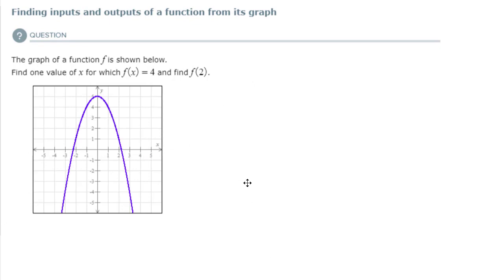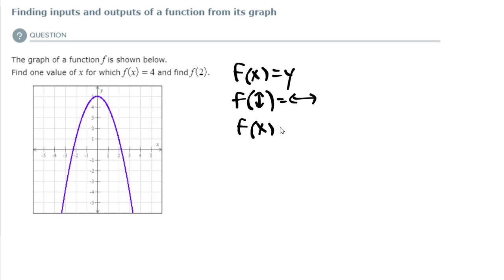Same thing. I'm going to do the same setup. F of x equals y. I'm going to draw my vertical line here for x, my horizontal line for y, and I'm going to find this one. F of x equals 4. So I put f of x equals 4. That means I'm going to draw a horizontal line passing through the 4 on the y-axis. So on the y-axis, 4 is right here. So I'm going to draw a horizontal line passing through the 4. And I can see that there are two different places that it intersects. It's this one and this one.